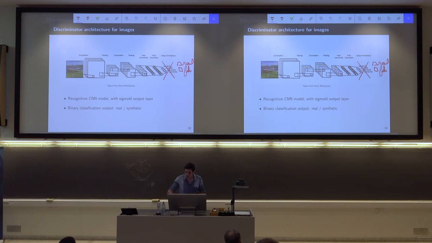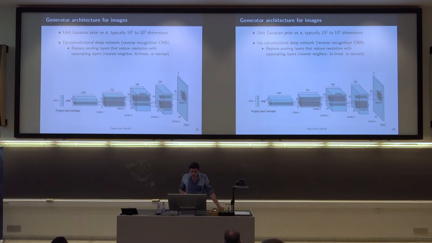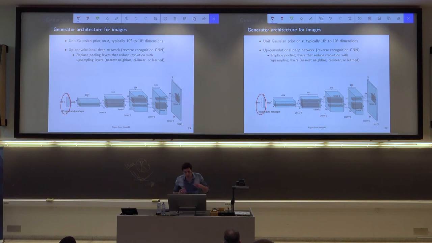All right. So now let's speak about the generator. Typically, first for the prior, you'll pick a space of dimension between 100 and 1000 dimensions, and you'll try to generate an image from this. So in terms of architecture, it will look very similar to the discriminator, but symmetric. You start from something that has low spatial resolution, and you try to upsample this to an image.